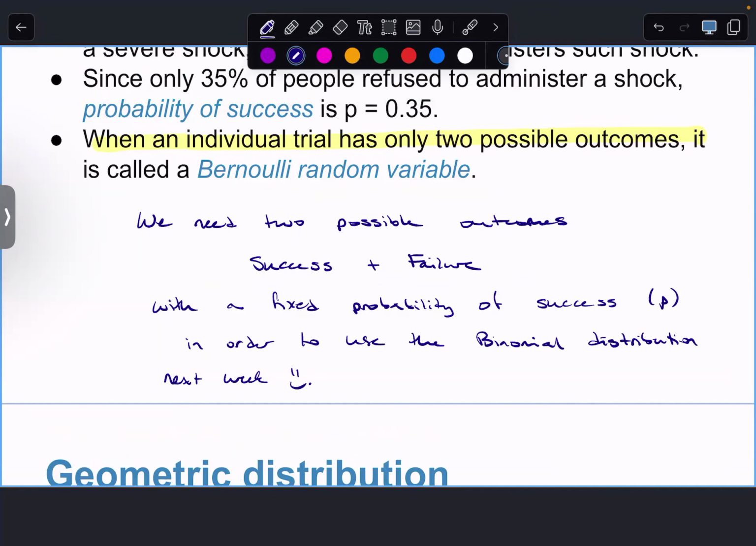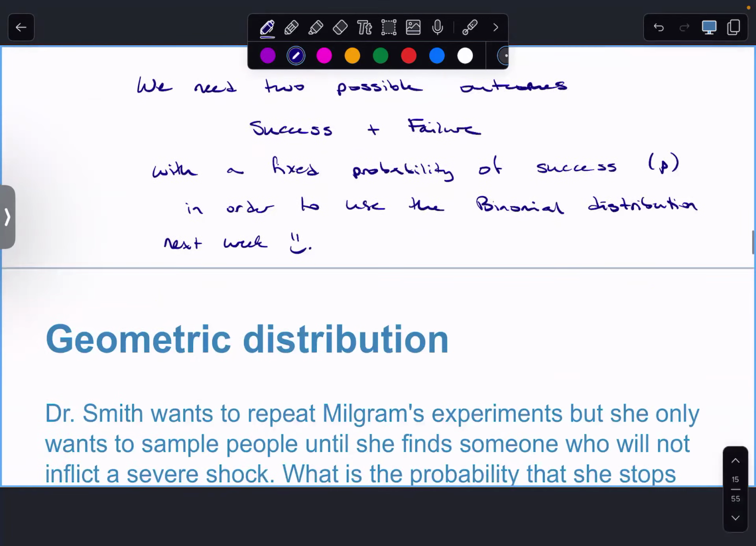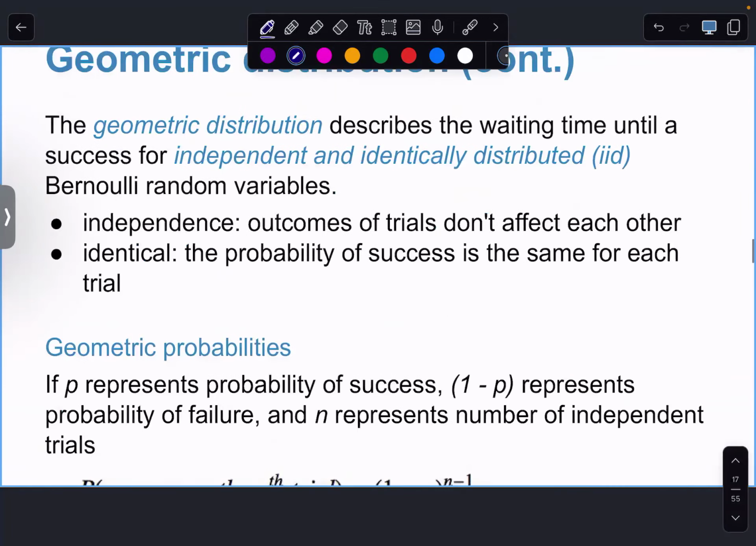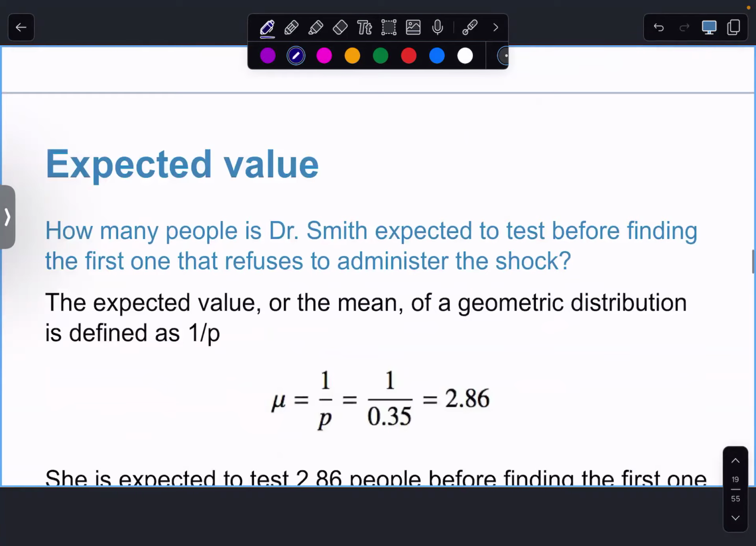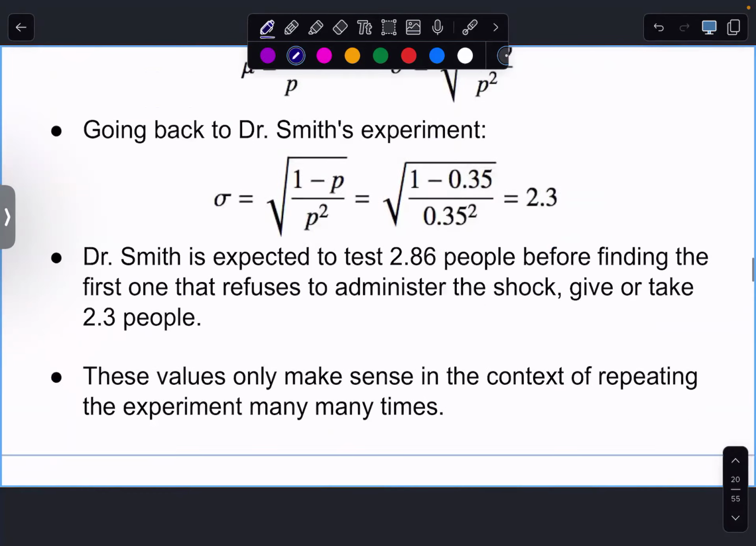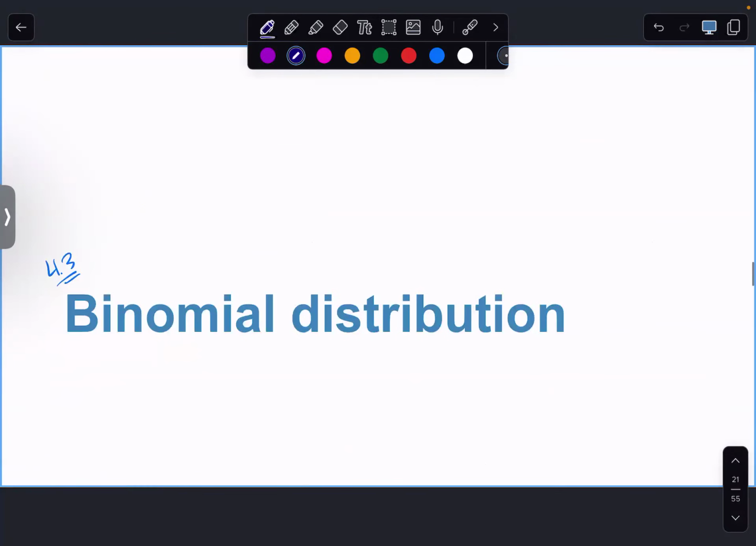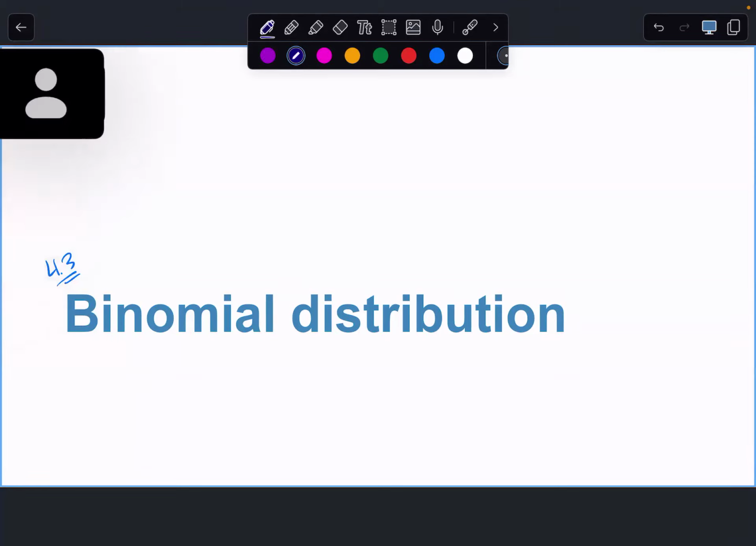I'll call it there. I encourage you to read through this geometric distribution example just to kind of develop some ideas. Okay. But we'll leave it there. We'll do the binomial on Tuesday. If you have any questions, let me know. Otherwise, have a great weekend.